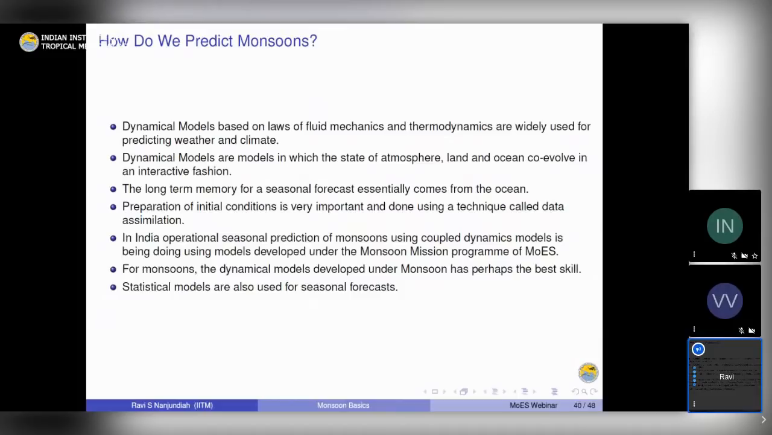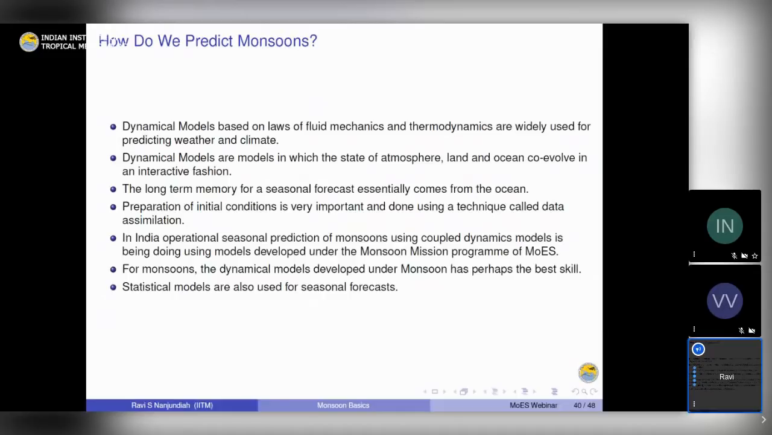In India, operational seasonal prediction using the coupled dynamical models has started in a big way in the last about 7 to 8 years, when the government decided to have a massive program. Obviously, monsoon is very important for us, and its prediction using the latest method is imperative.